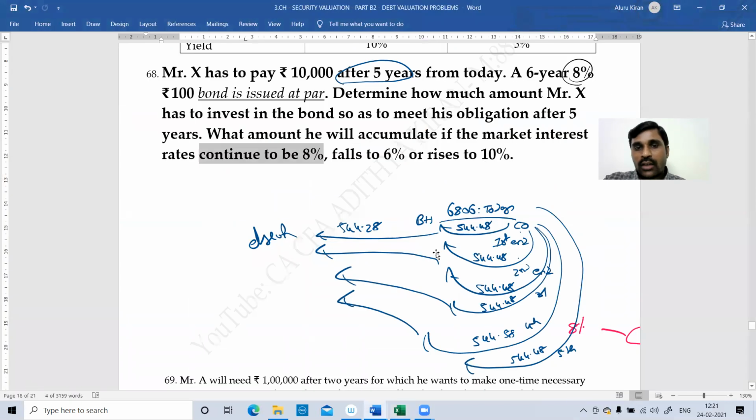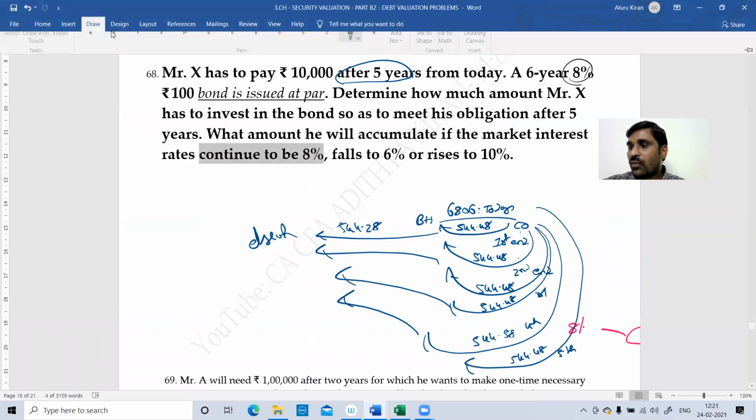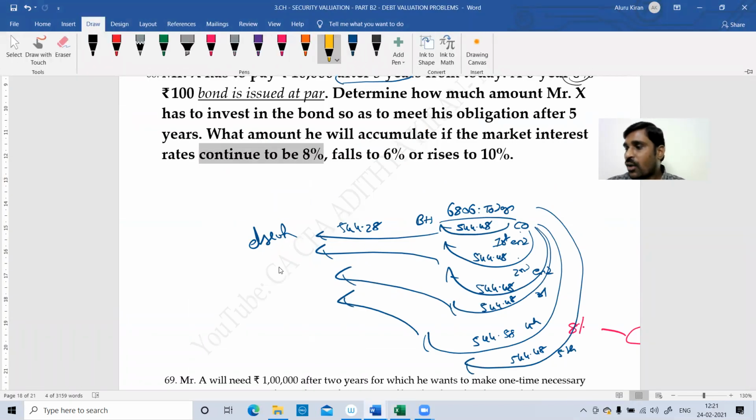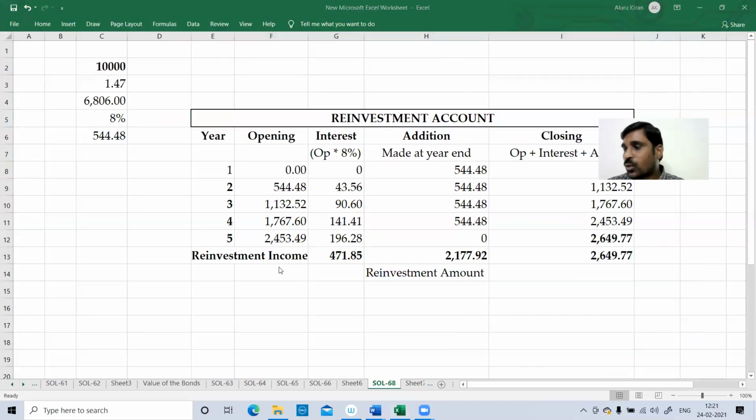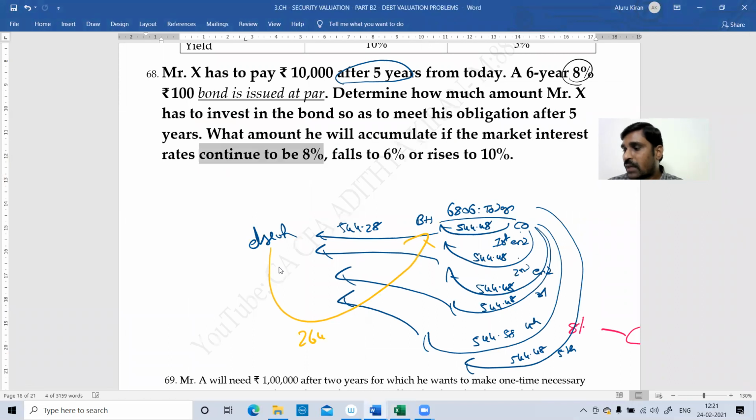Now that means at the end of the 5th year, from elsewhere, bondholder will receive how much? 2,649.77. At the end of the 5 years, after 5 years, bondholder will receive from the company 2,649.77.